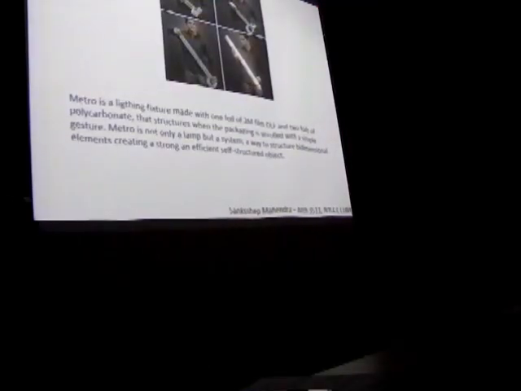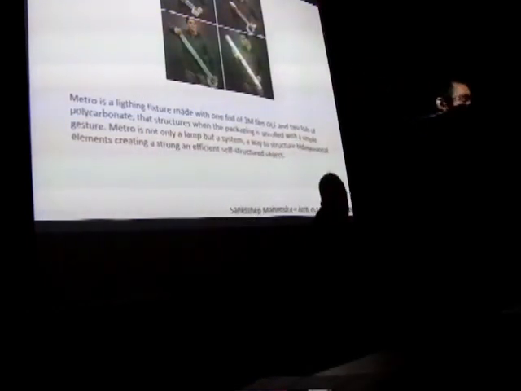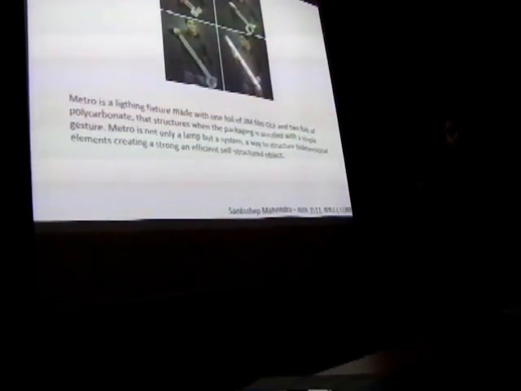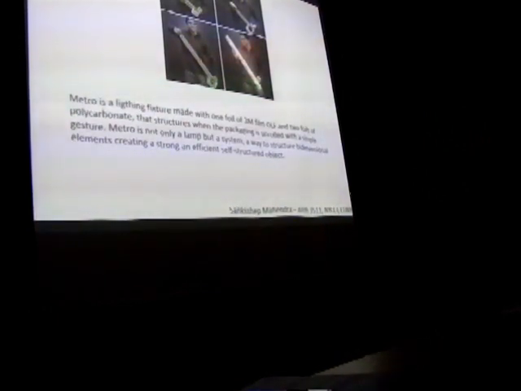Let's look at this. Somebody read it. Who's going to read it? Okay, go ahead. Metro is a lighting fixture made with one foil of 3-meter film, OLF, and 2 foils of polycarbonate that structures when the packaging is unrolled with a simple gesture. Metro is not only a lamp, but a system, a way to structure bidimensional elements, creating a strong and efficient self-structured object.